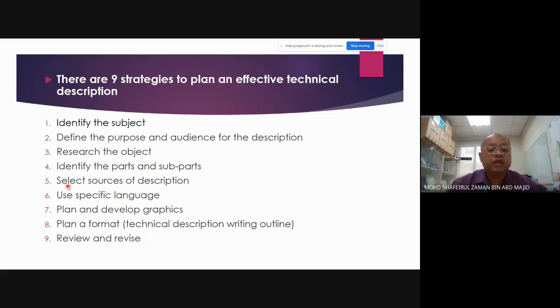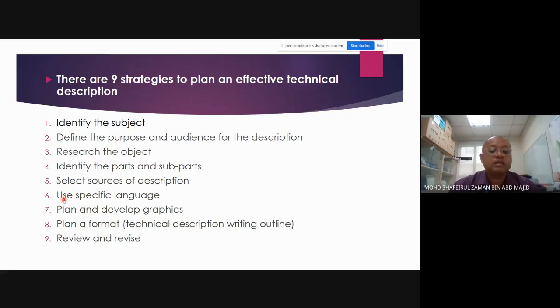Number five, you need to select what are the sources of description that you are going to use for each of the main parts or the subparts. Sometimes when you're describing main part A, you're going to use this kind of sources of description. But when you are describing main part B, you are not going to use the same sources of description that you have been using before. So it is normal, no problem about that.